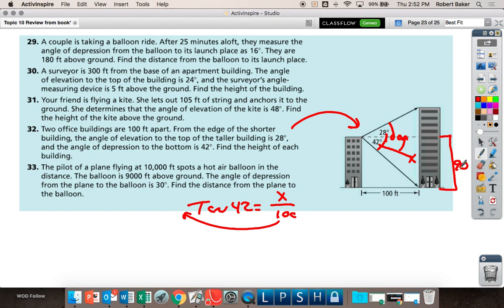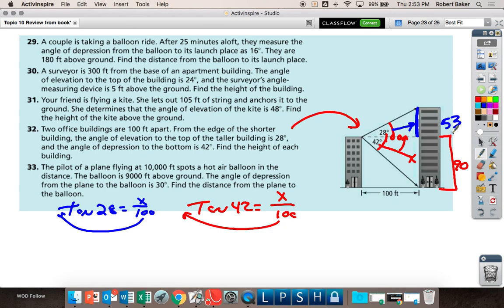So you can only really solve the tall building from here to here, which is okay, because then you just add 90 to it when you get your answer. So now the tangent of 28 is equal to x over 100, or 100 tangent 28. You get 53, right? It's 143. So the tall building is 143 feet tall.